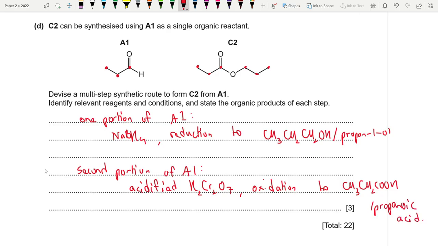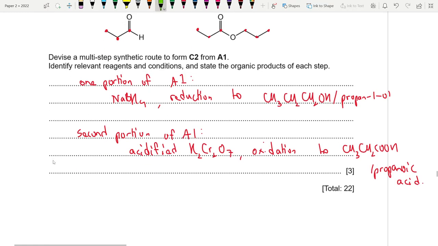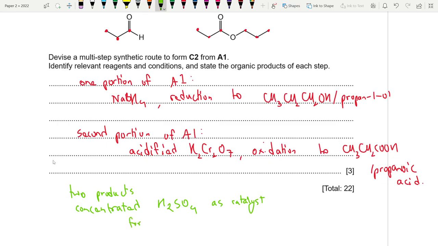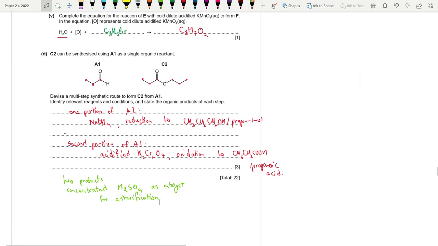Awesome. Now, what are we going to do with both of them? Esterification with the help of a few drops of concentrated H2SO4. So for the two products, we are going to use concentrated H2SO4 specifically. Okay, just write H2SO4. This is the best answer as a catalyst for esterification. All right, that's it.